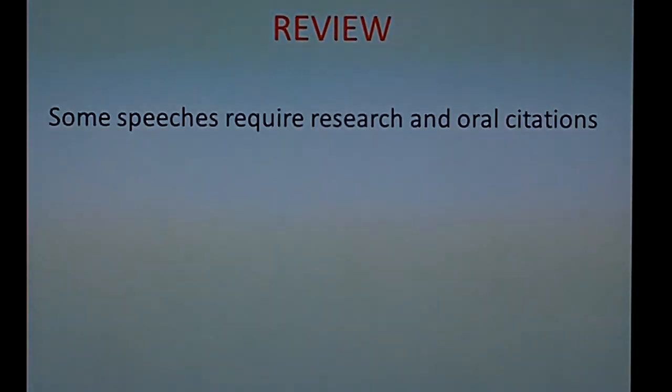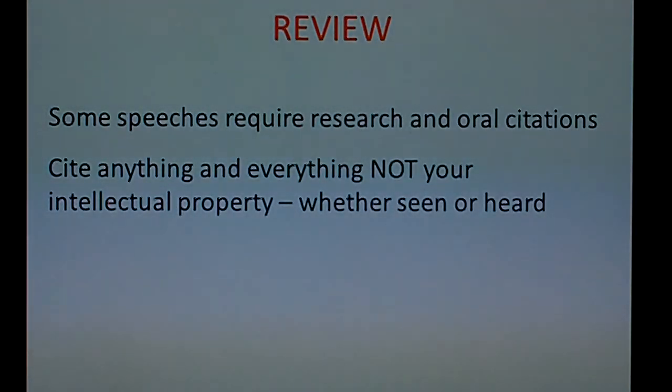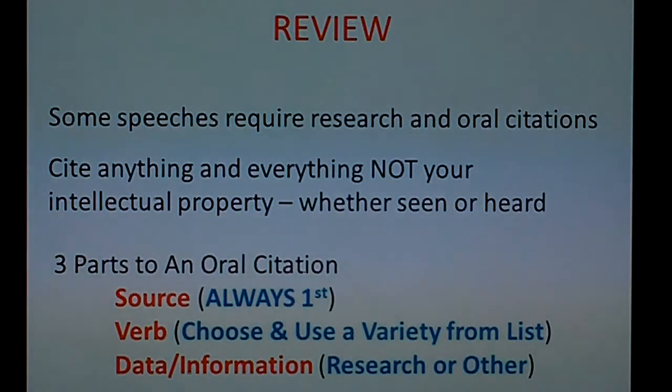So let's review. Some speeches, in fact most of your speeches except your first one, are going to require oral citations. One is going to be required from an academic database, whether it's research or not. You need to use an academic database for at least one piece of information. Next, cite anything and everything that's not your own intellectual property. This is things that are seen or that are heard. And last but not least, there are 3 parts to an oral citation: the source, a verb, and then the data or information. Always give me the source first, then use a variety of verbs from the list on the page in your workbook, and then give the data or the information credibly and accurately.